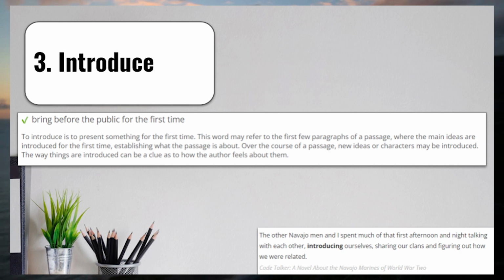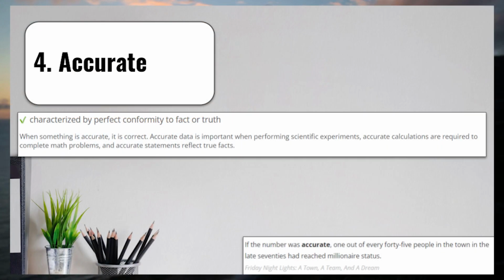Over the course of a passage, new ideas or characters may be introduced. The way things are introduced can be a clue as to how the author feels about them. So when you think introduce, think about the beginning, particularly if it's talking about an essay or a passage you're reading.